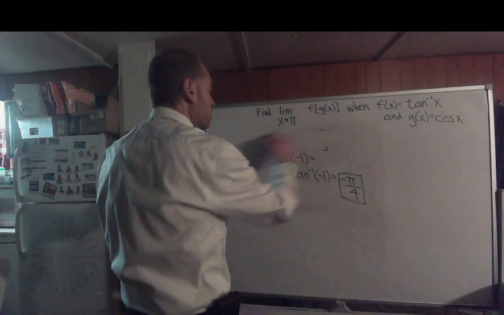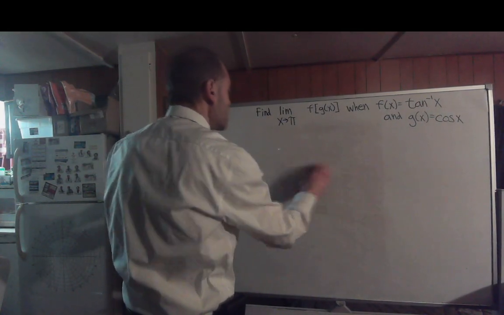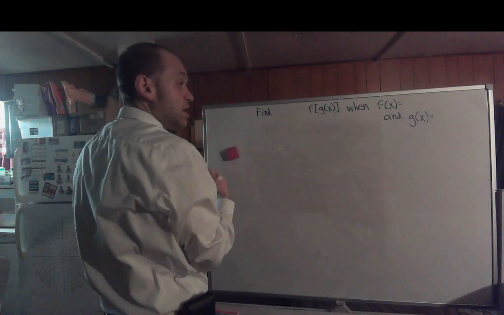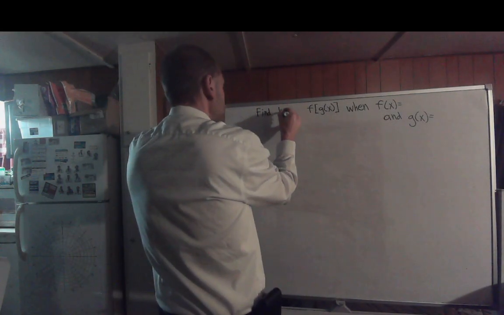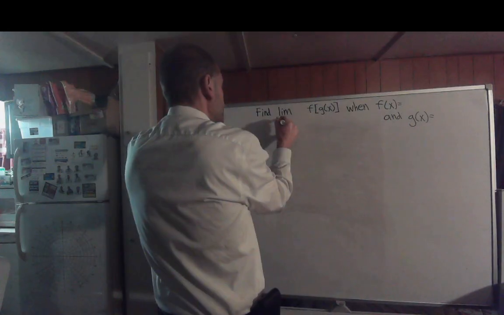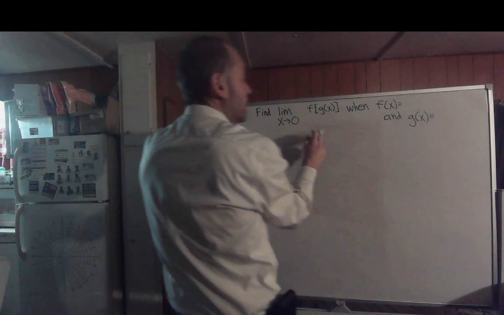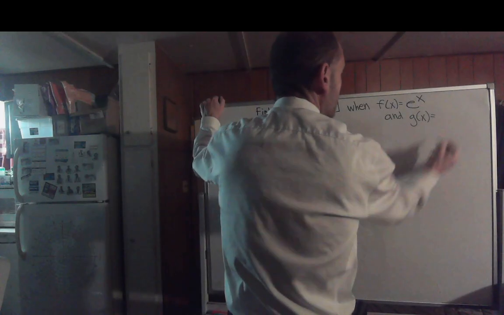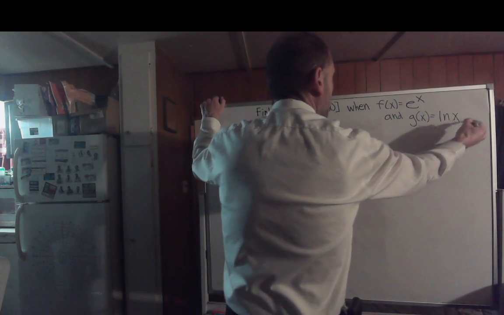Let's do one more where I'm going to lead into it and say that we can't use the shortcut method in this. So let's see. Find the limit as x approaches 0 of f of g of x when you have f of x equal to e to the x and g of x equals the natural log of x.